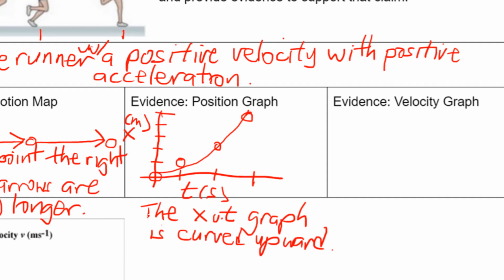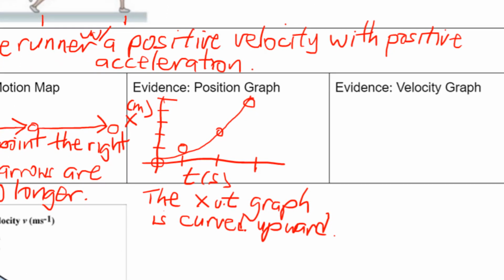And so my statement here is that the position versus time graph is curved upward. First, we have a positive slope, which tells us we're moving in the positive direction, and it's getting more and more positive. It's curved upward, so that supports both that it has positive velocity with positive acceleration.